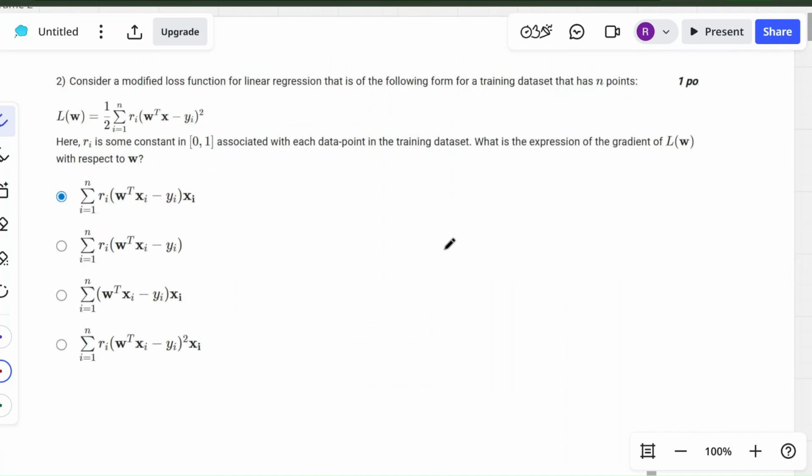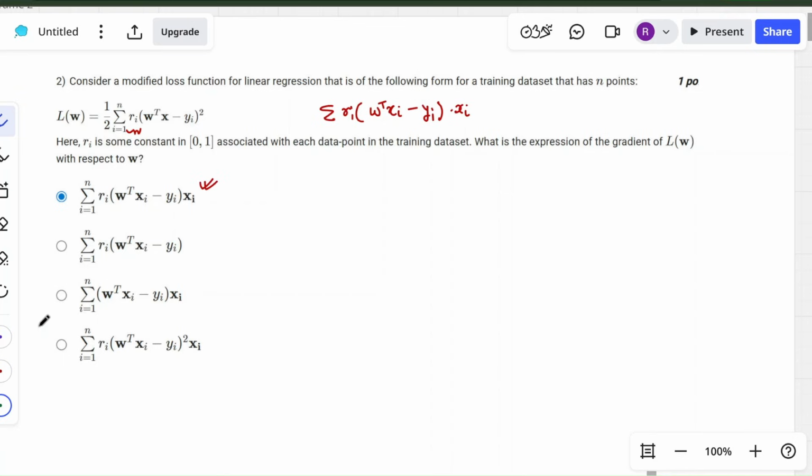Okay, so here we have another question which says consider a modified loss function. It's exactly the same as that of mean squared error, but there is an additional Ri here. That is the only difference. And then it asks what is the gradient of the loss function. Again, the 2 will come down, so the half will get cancelled. So you'll be just remaining with summation Ri times W transpose Xi minus yi and then times Xi, because you're differentiating with respect to w. Therefore it will be the first option.